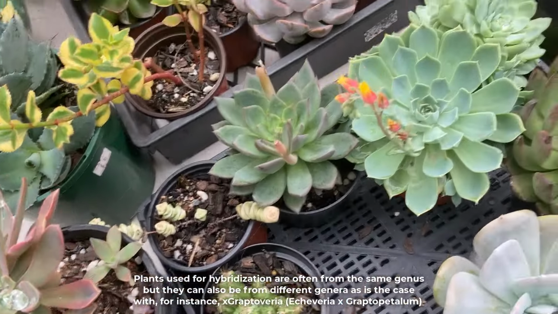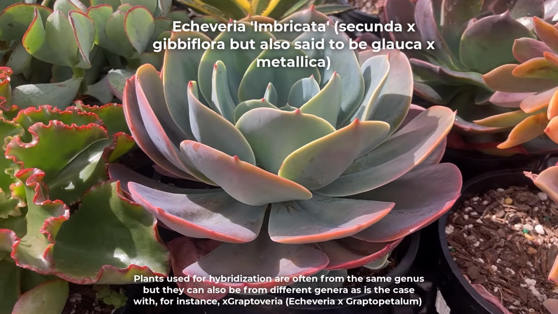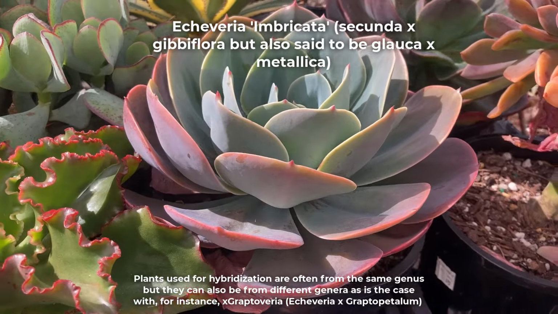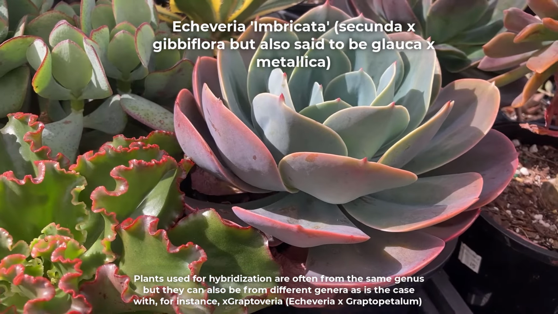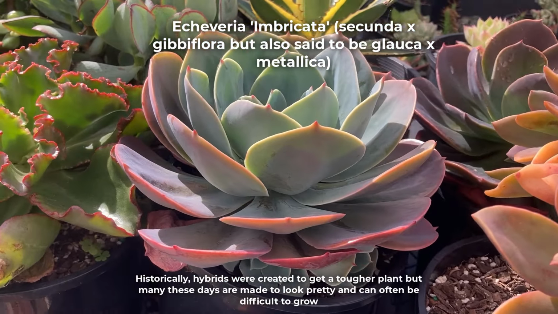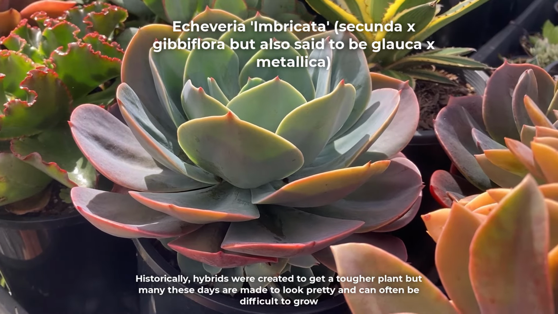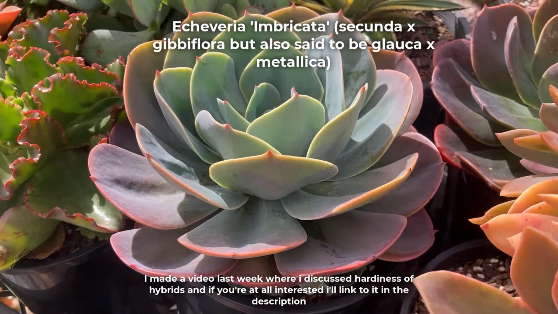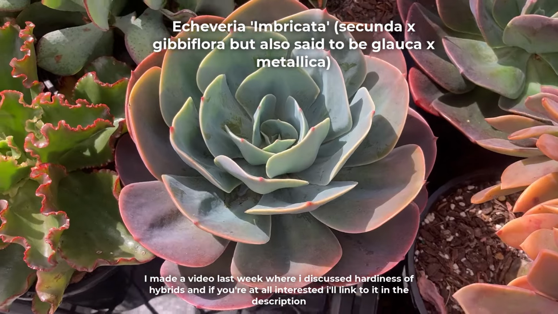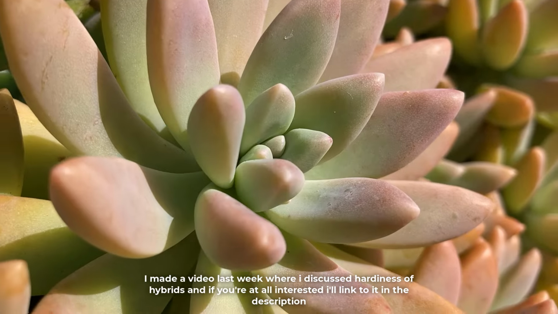Plants used for hybridization are often from the same genus, but they can also be from different genera, as is the case with, for instance, Graptoviria, which is a cross between an Echeveria and a Graptopetalum. Historically, hybrids were created to get a tougher plant, but many these days are made to look pretty and can often be difficult to grow. I made a video last week where I discussed hardiness of hybrids, and if you're at all interested, I'll link to it in the description.